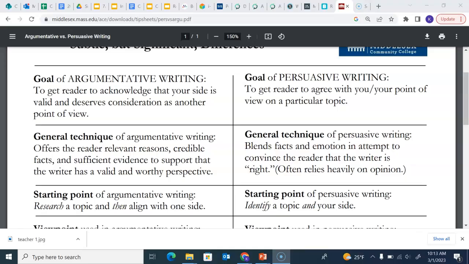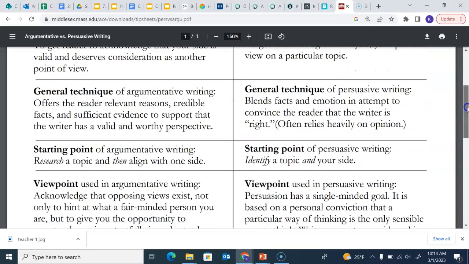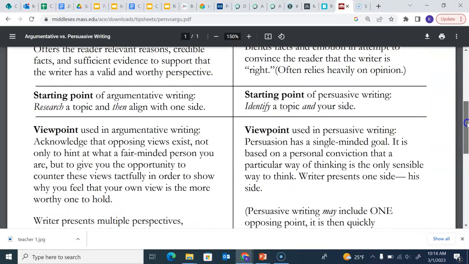Whereas persuasive writing is going to do a little bit of a tricky mix. The facts that they choose are really going to only be facts that support their opinion. And a lot of what they're doing is based on their emotion, what they feel about the particular topic, their experiences, their personal perspective, as a way to try to convince you that they are right. A lot of persuasive writing is based on opinion, whereas argument writing is really based on fact.